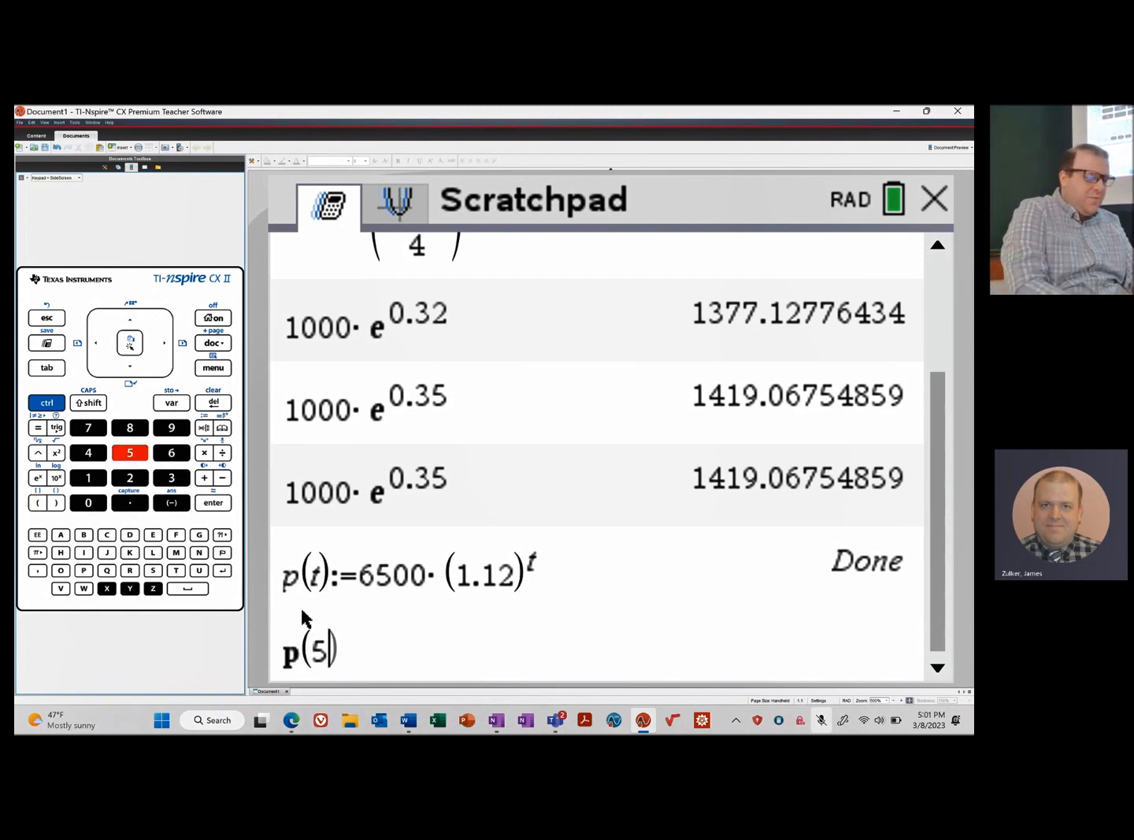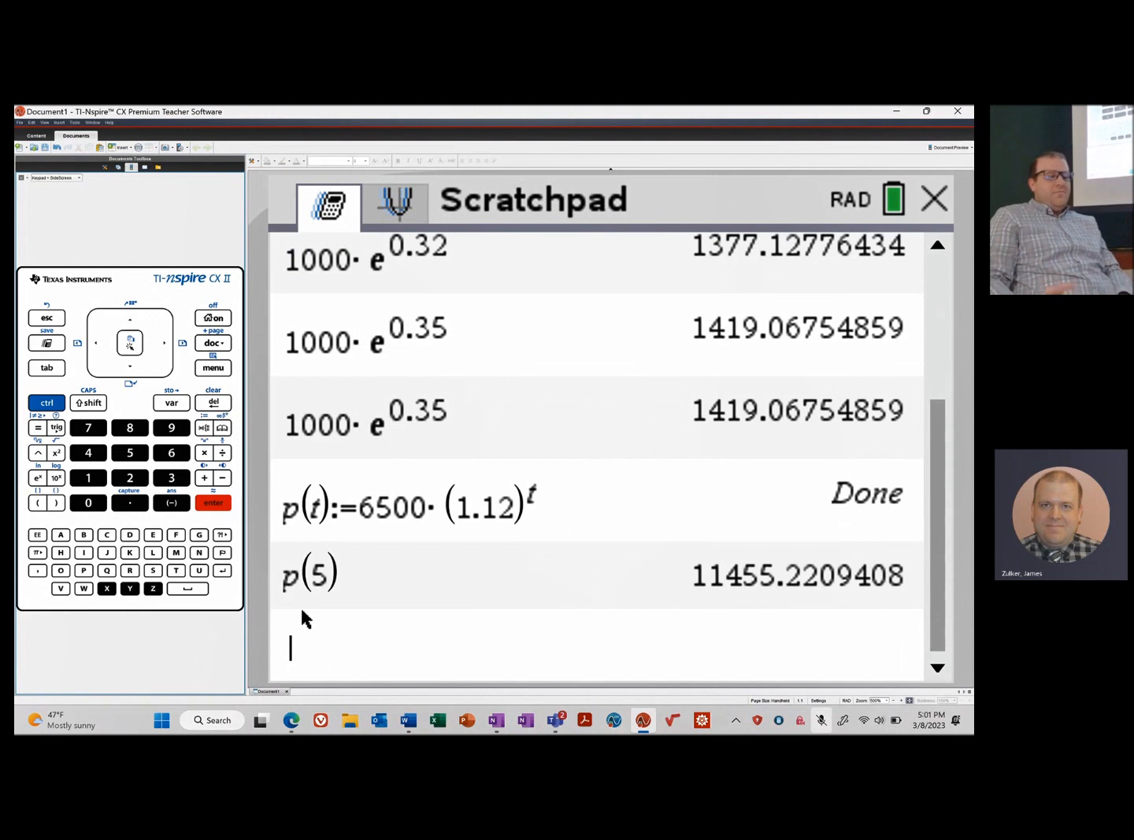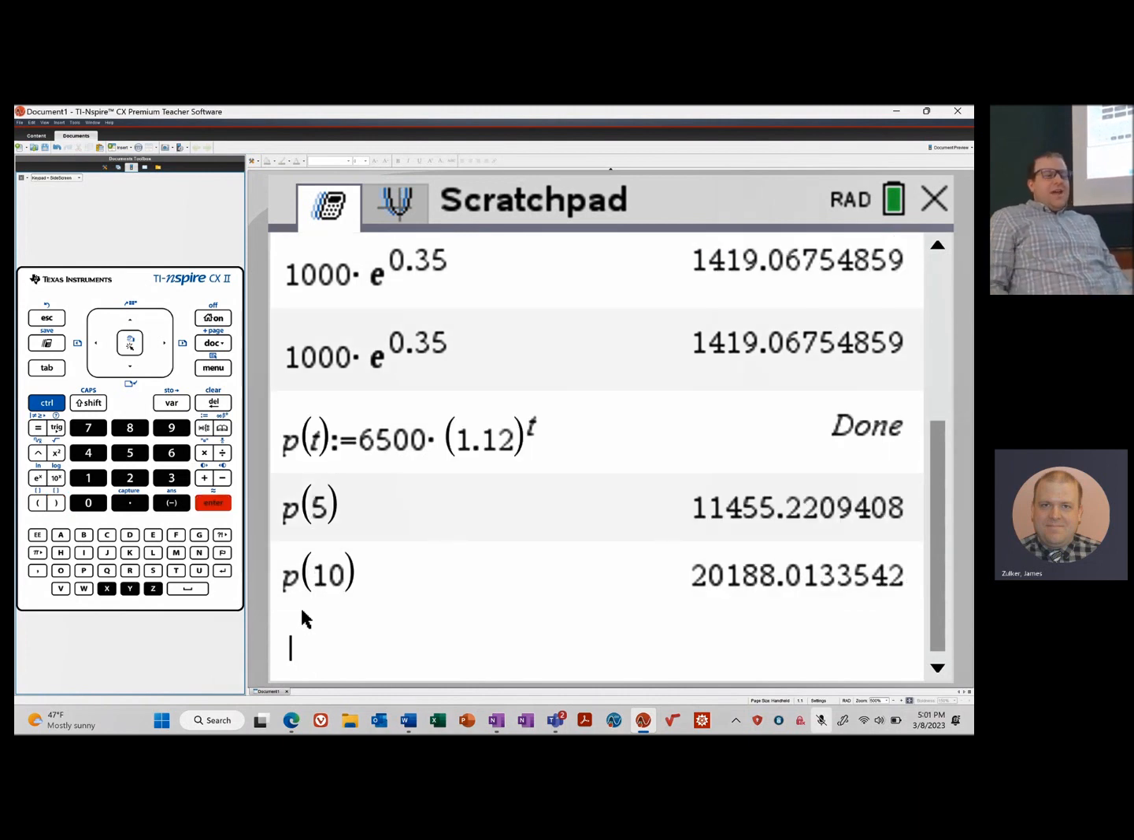First, we start with 5. So after 5 years, that $6,500 becomes $11,455. After 10 years, again, not touching it, you're not throwing anything else in it. It was just one lump sum of 6,500, and you just forget about it. Let's say you just completely forget you have it. 10 years, you now have $20,188 in the account.